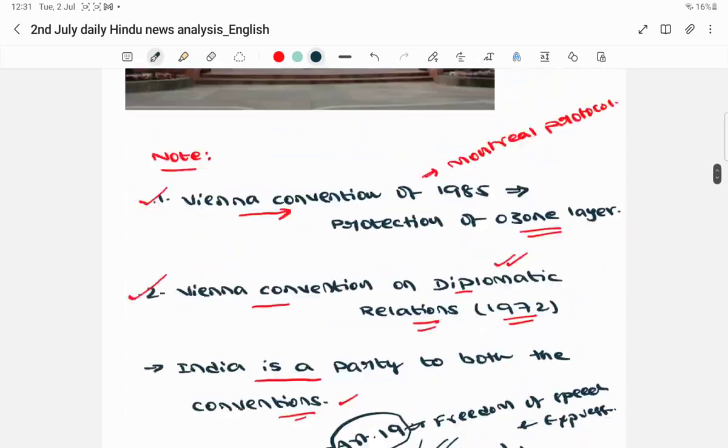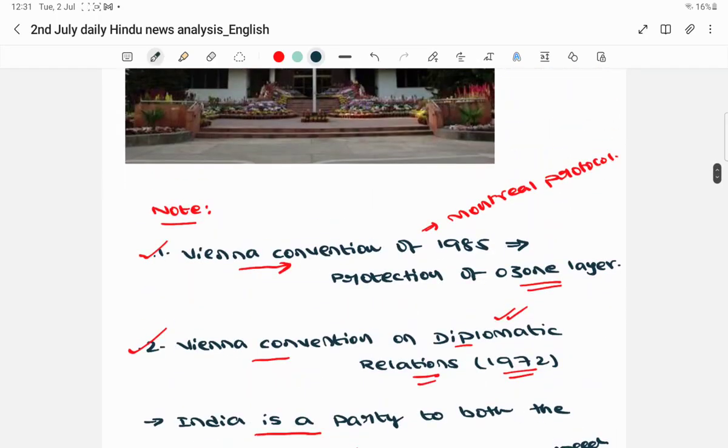We have talked about two important articles, friends, up till now. The first important article, we talked about the bilateral relations between India and Pakistan, where we talked about an agreement called the Agreement on Consular Access. That agreement was signed in the year 2008, and so on. Then we talked about two other important Vienna conventions.